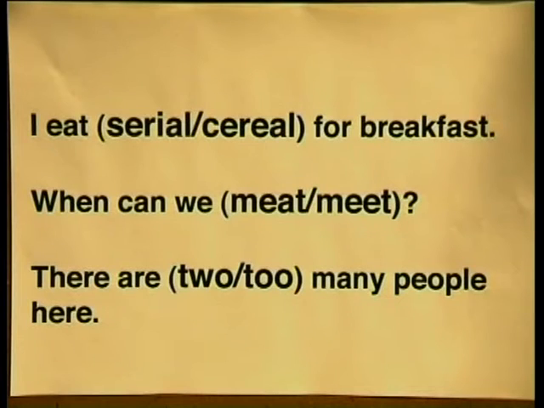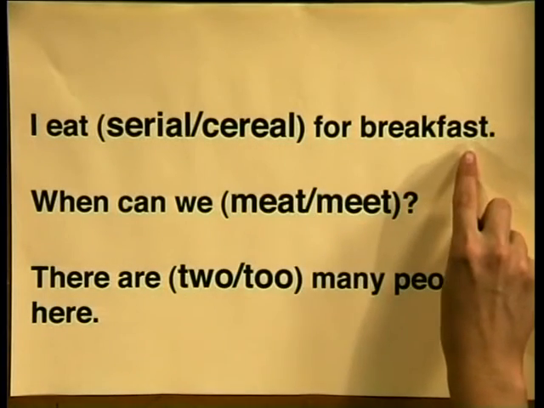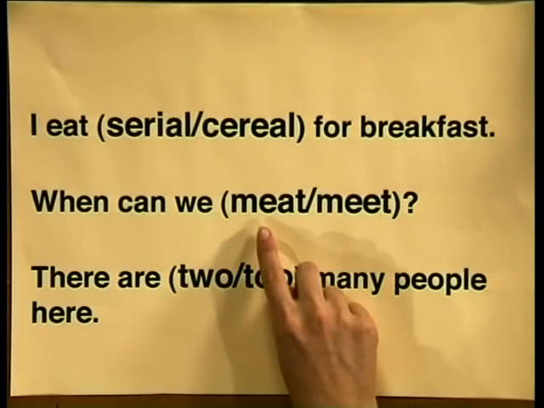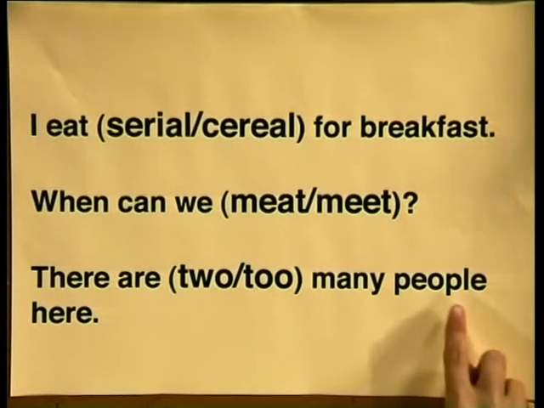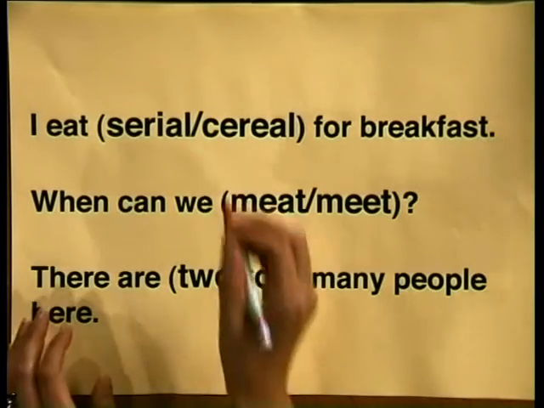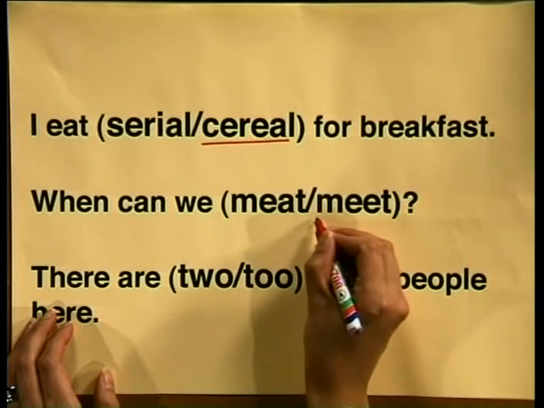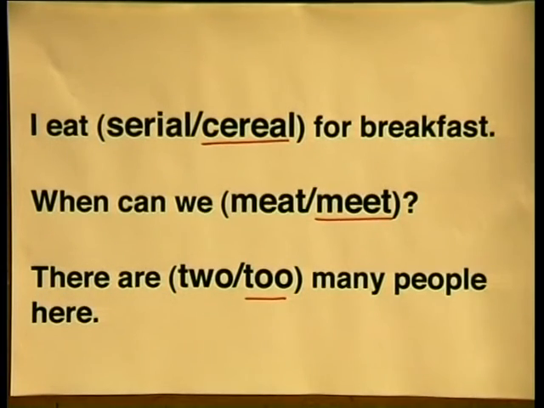Now it's time for a quick task to see if you can make the correct choice between pairs of homophones. I eat cereal or serial for breakfast. When can we meet or meat? There are to, too or two many people here. Can you work out which homophone should be used? Here are the correct answers: cereal, meet, and too.